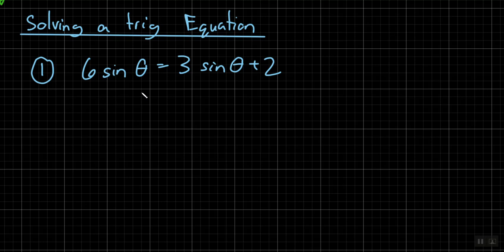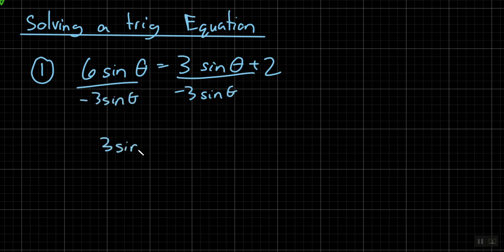Okay, looking at this problem, what are our like terms? Sine theta. Yup, these are two like terms. How do I combine them? Yup, I heard subtract minus 3 sine theta. What's on the other side? 2. Okay, how to get rid of the 3? Divide.